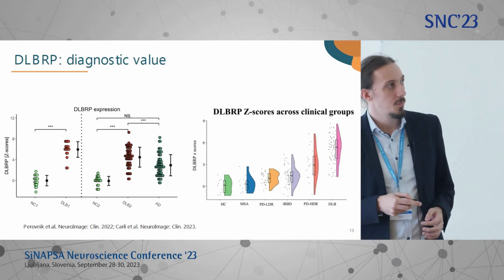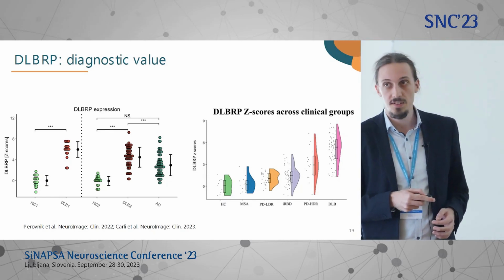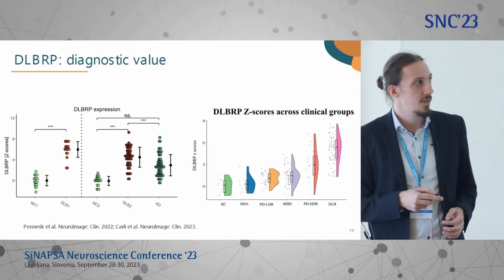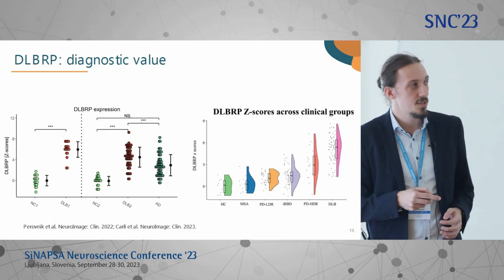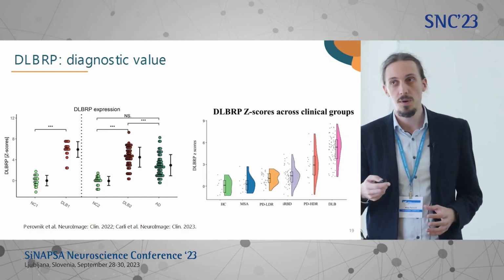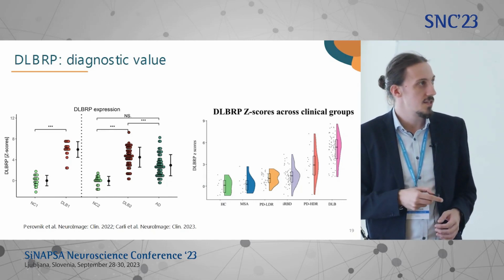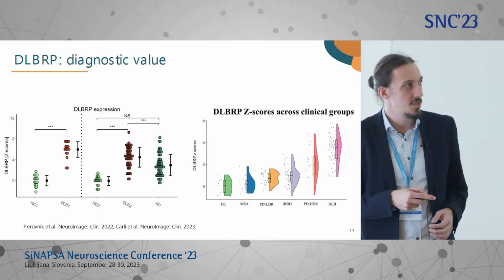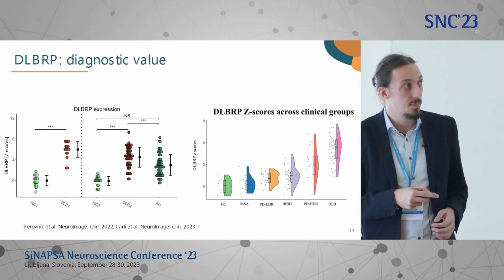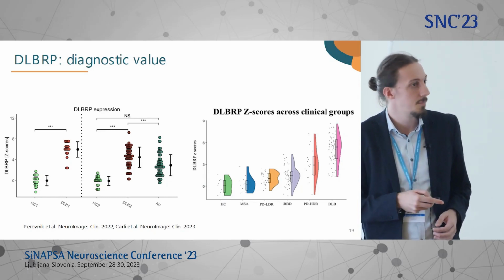So comparing DLB versus other alpha-synucleinopathies, they show that DLB-RP is mostly expressed in patients with dementia with Lewy bodies as compared to patients with PDD, Parkinson's disease with dementia, REM sleep behavior disorder, PD without dementia, or MSA.